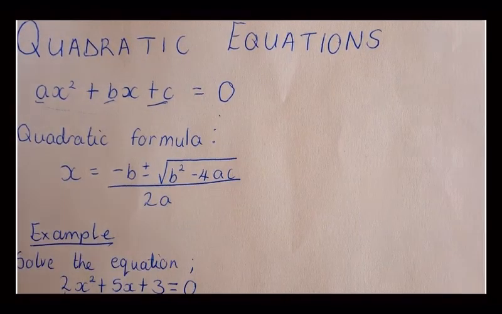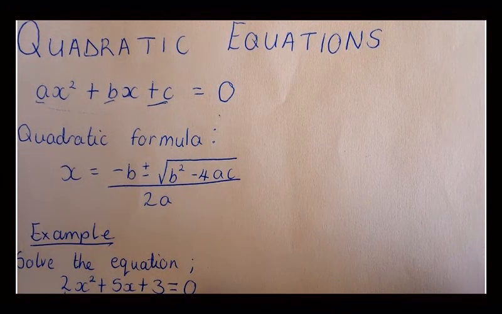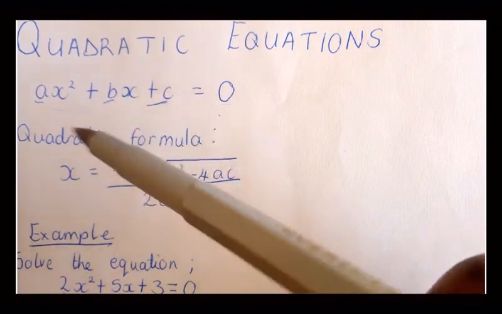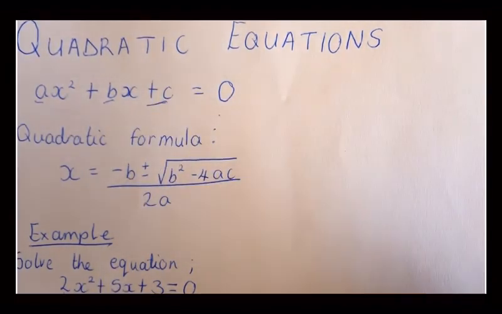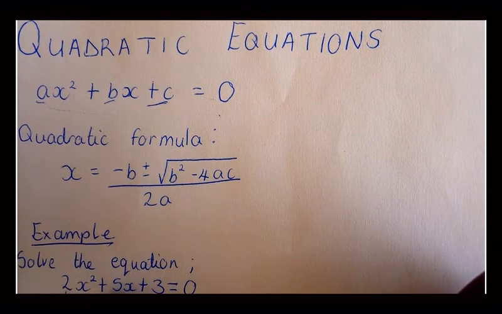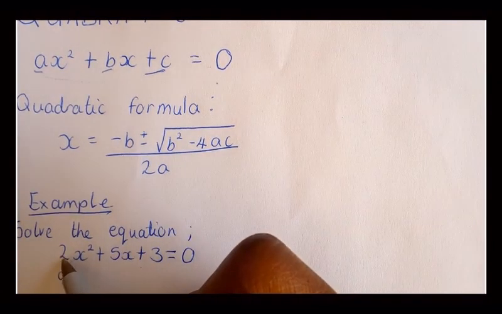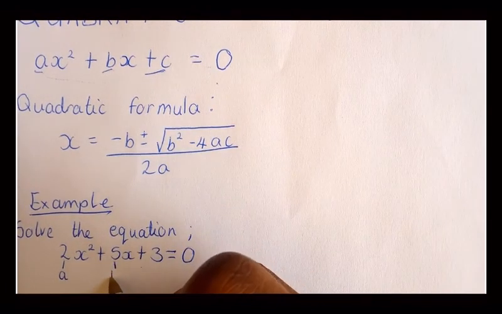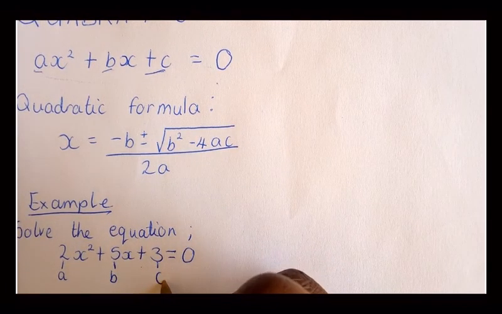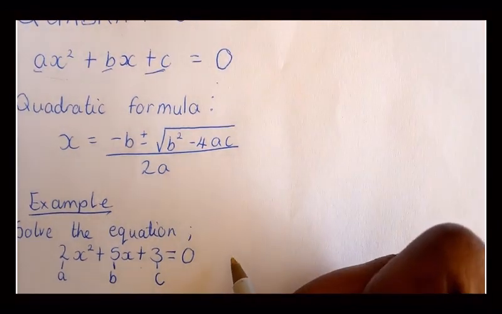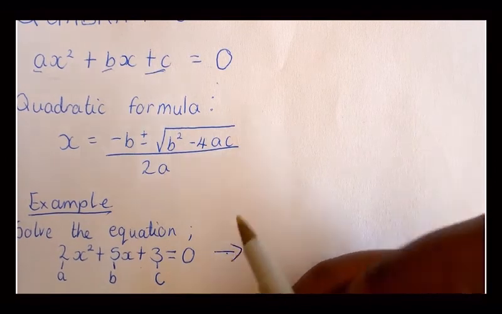Solve the equation 2x squared plus 5x plus 3 is equal to 0. You can see that this equation and this equation have the same format, that is, they have the x squared and the x and the constants. In this case, which are the a, b and c, we can see that this 2 is the a and this 5 is the b and this 3 is the c. So to solve the equation using the quadratic formula, we do this.